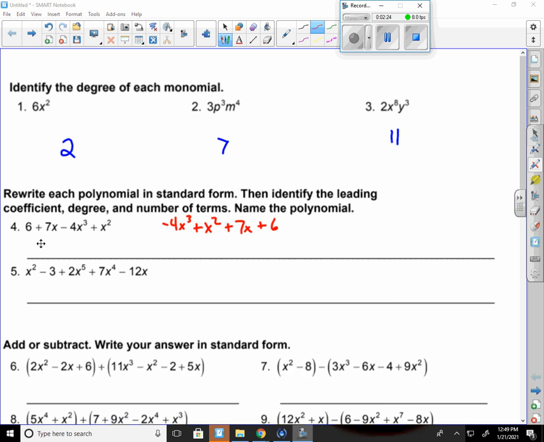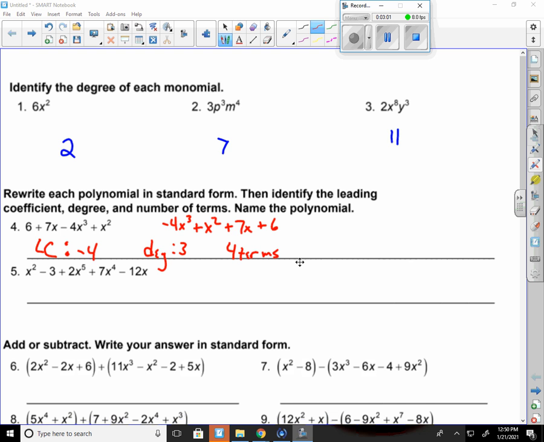Identify the leading coefficient. Leading coefficient, once it's in standard form, is the first number in front of the highest term. So this would be negative 4. The degree, it's x to the third power. So my degree is 3. Number of terms, this would have 4 terms to it. 1, 2, 3, 4. So it's going to have 4 terms.